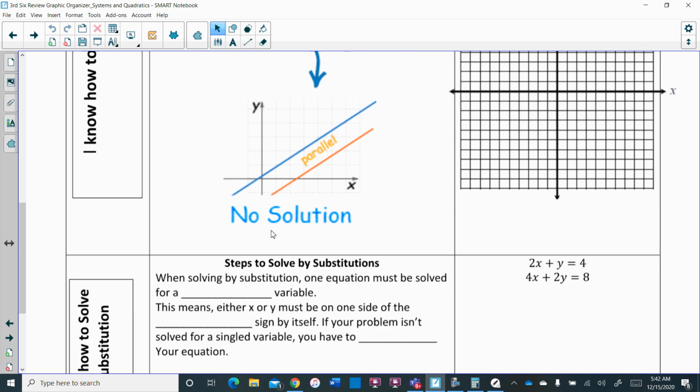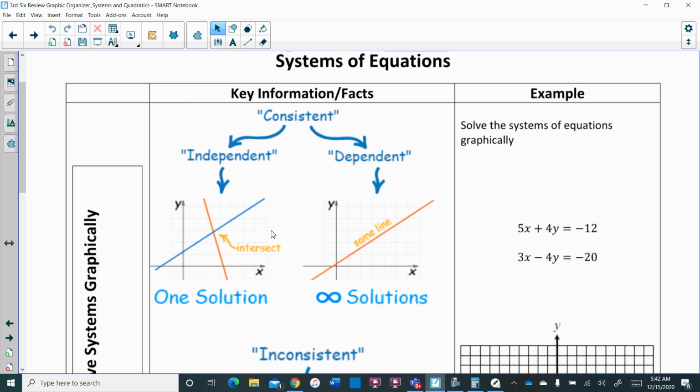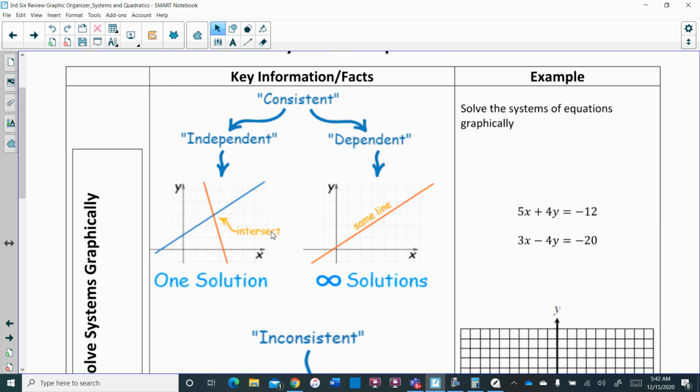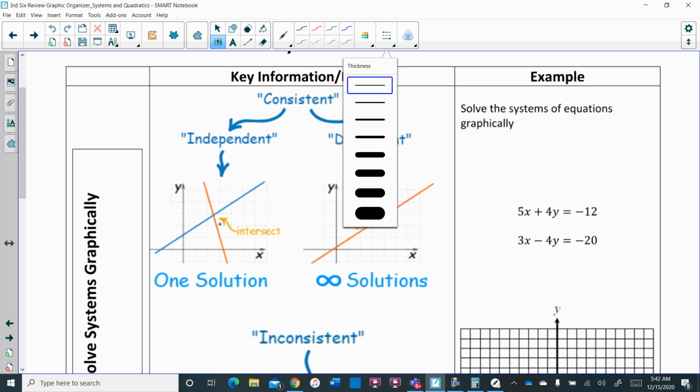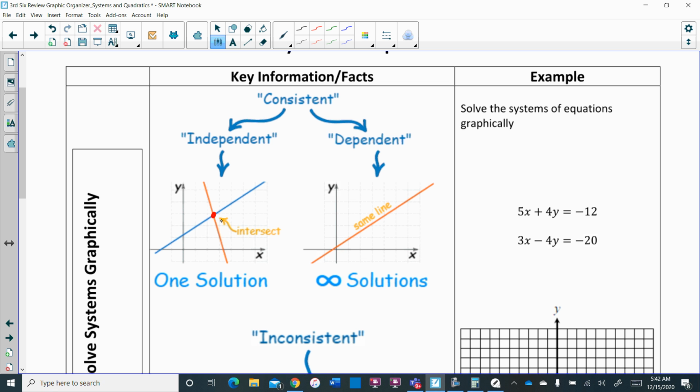So you can have one solution and a couple things. If it'll let me get to it, there it goes. That is the actual point where those lines intersect. That is your solution. And so it's always going to be an ordered pair. So you have to have an X and a Y. If it's one solution, this is what we call a consistent independent.